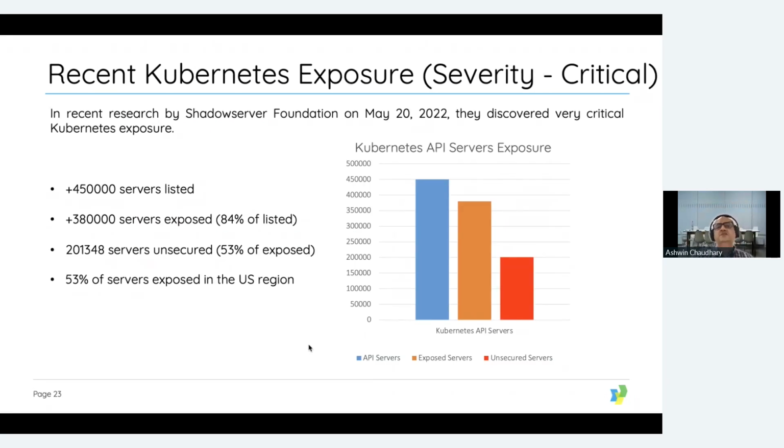Why? Now, if you look at these numbers, right, we have more than 450,000 servers listed for Kubernetes API servers. And out of this, 84% of those listed servers are exposed and have critical vulnerabilities. And some of the applications are running on such Kubernetes open source systems. Imagine the kind of exposure it could have when the vulnerabilities, right, can be exploited.